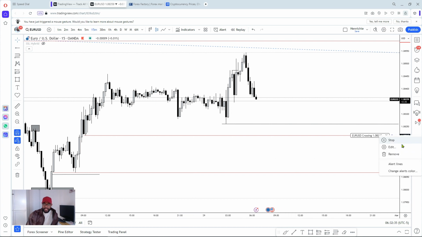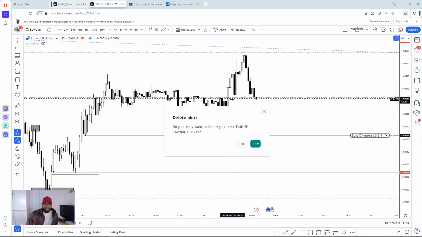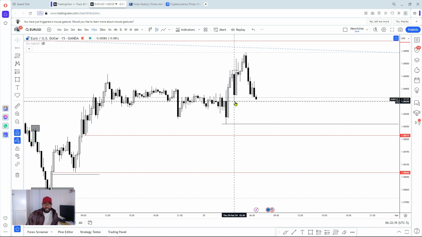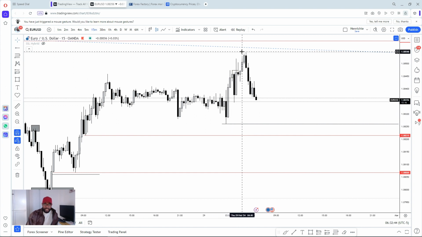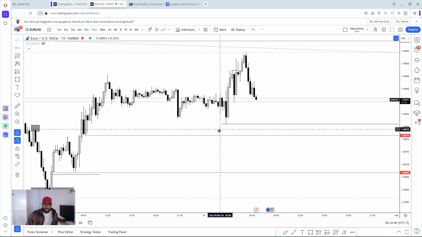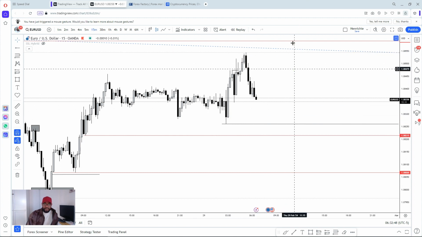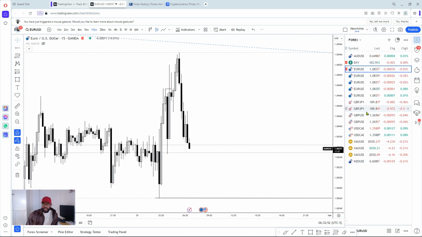And the reason for that is because this low right here, I wouldn't even consider as a low. I consider this as the low and the high. So until this gets violated, I'm still going to be anticipating higher prices on the euro. So that is what I'm looking forward to seeing on the euro.